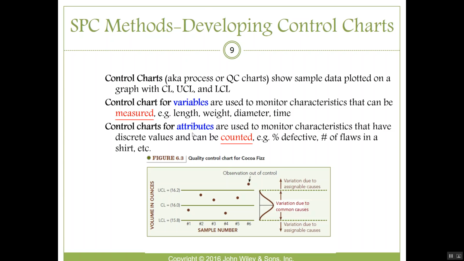And then attributes are the ones that you can only count. So you cannot measure the percentage or the number of defective items. Instead, you count those items, right? So remember these two categories, variables and attributes. Because these are different in nature, we have to use different types of control charts for each.